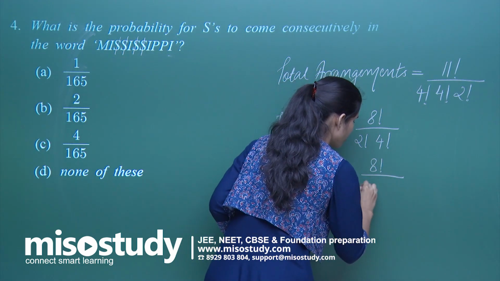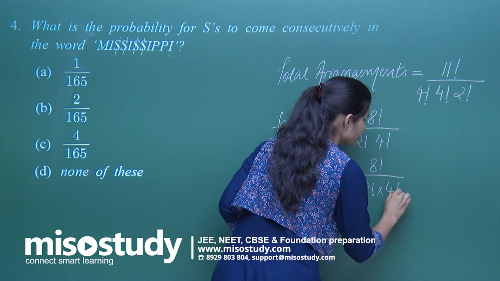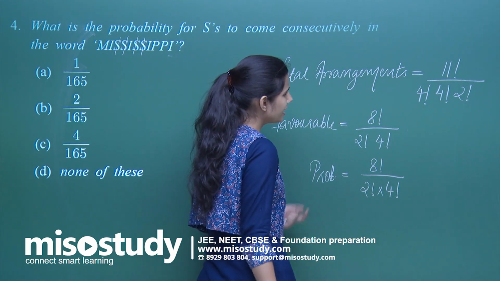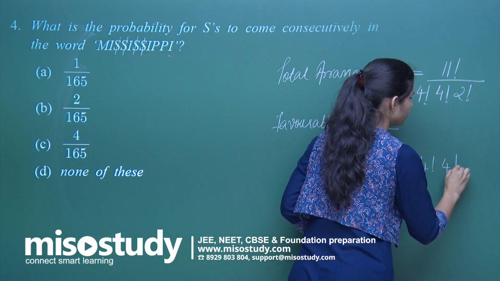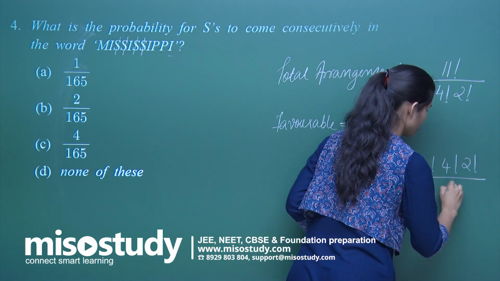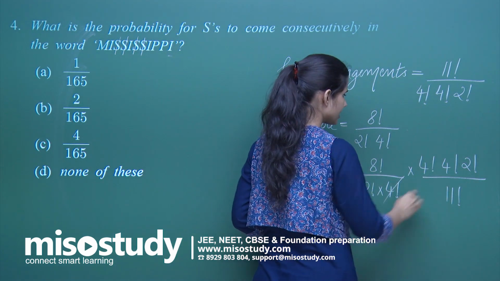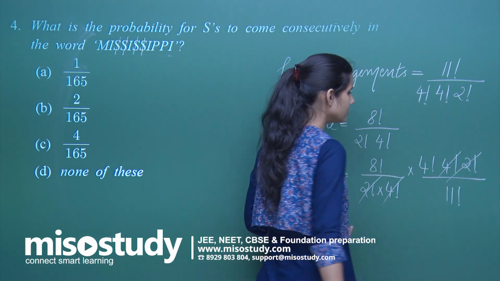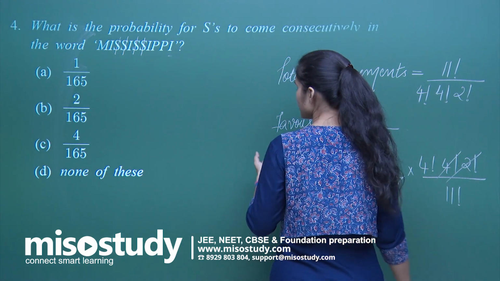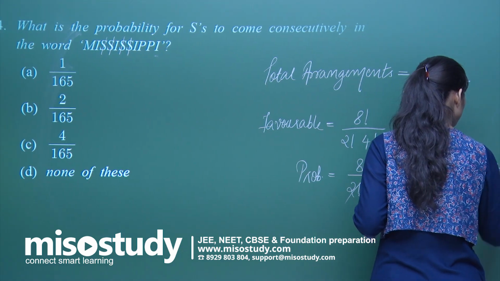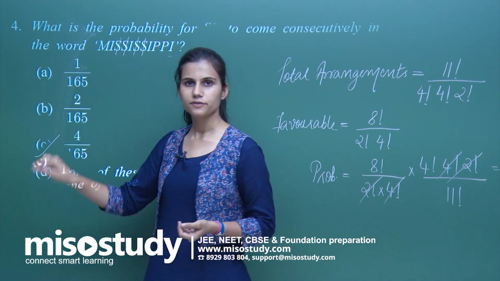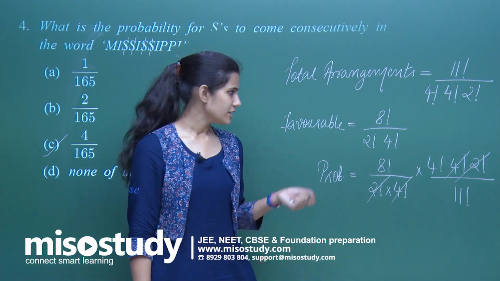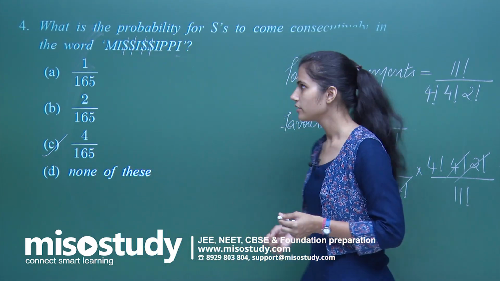8 factorial upon 2 factorial into 4 factorial, divided by 11 factorial upon this, or multiplied by 4 factorial into 4 factorial into 2 factorial upon 11 factorial. This gets cancelled, this gets cancelled. This is what you're left with, and your answer eventually comes out to be 4 by 165. Clear? So, that's how beautifully this question is dealt with.